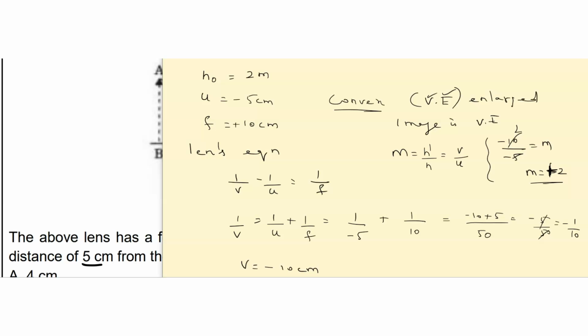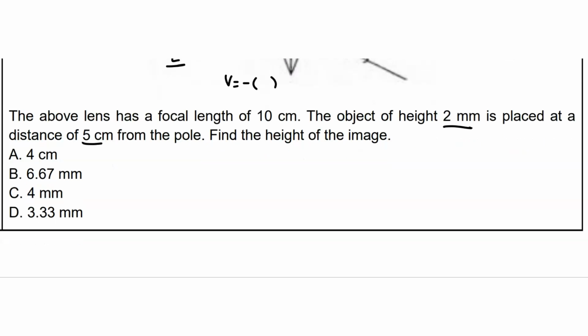Now with this information you find the height of the image. So M is equal to 2. H prime, you need to find, divided by the height of the object. It is 2 millimeter, right? Sorry, I have given it as meter. It is 2 millimeter. So your H prime will be equal to 2 times 2 millimeter, which is 4 millimeter. So the height of the image is 4 millimeter. Okay, so let's mark this answer. The answer for this question is C, 4 millimeter.